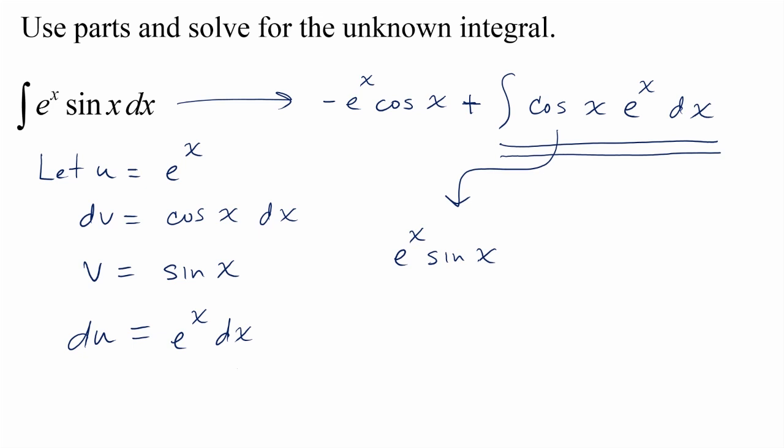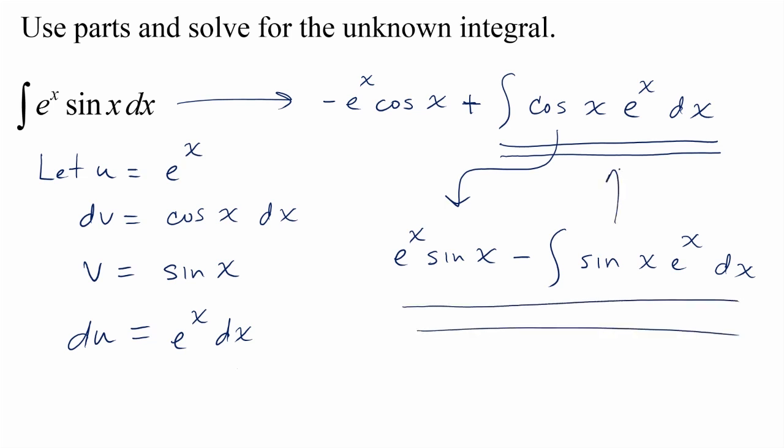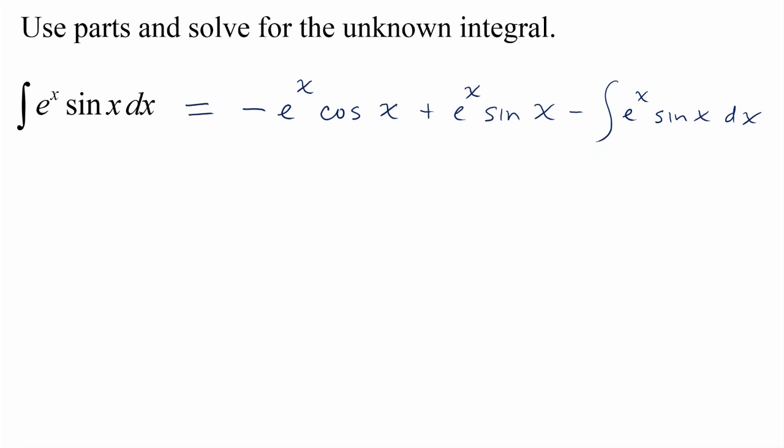There's u times v, minus the integral v du, so that would be sine x e to the x dx. I'm now going to substitute this expression in here for that integral. I'm going to rewrite that all out. So making that substitution, here we have the current equation. And I want you to notice that we end up with the same integration problem on both sides of the equation. So I'm going to take this term to the other side, giving us two of them.